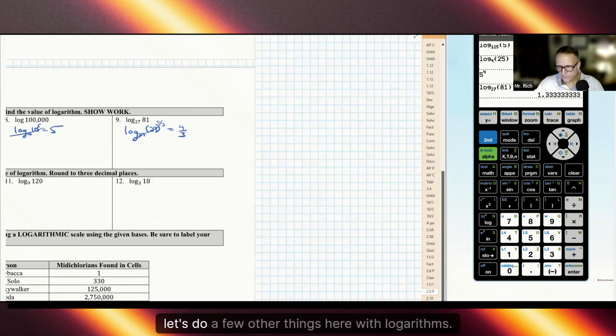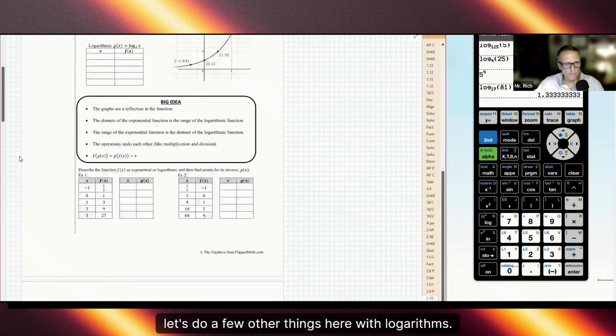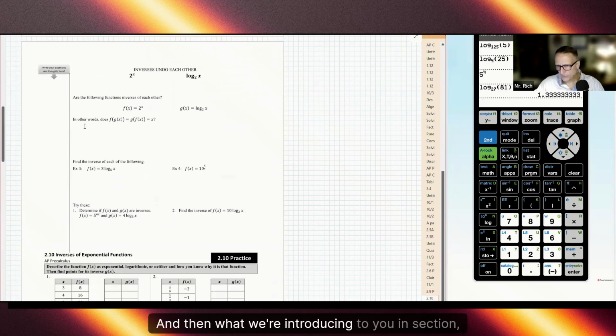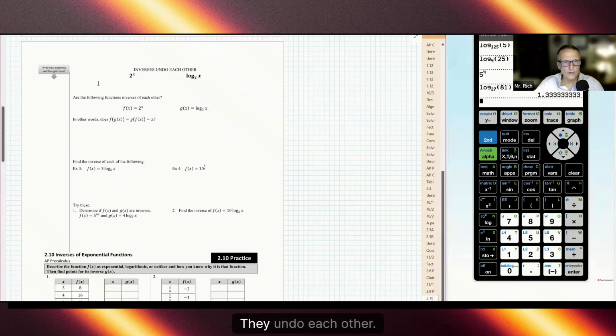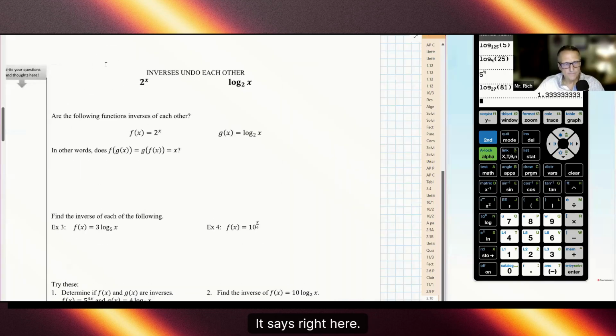Okay, let's do a few other things here with logarithms. What we're introducing to you in lesson 2.7 is the idea that, as I was just explaining, logs and exponentials are inverses of each other. They undo each other, it says right here.